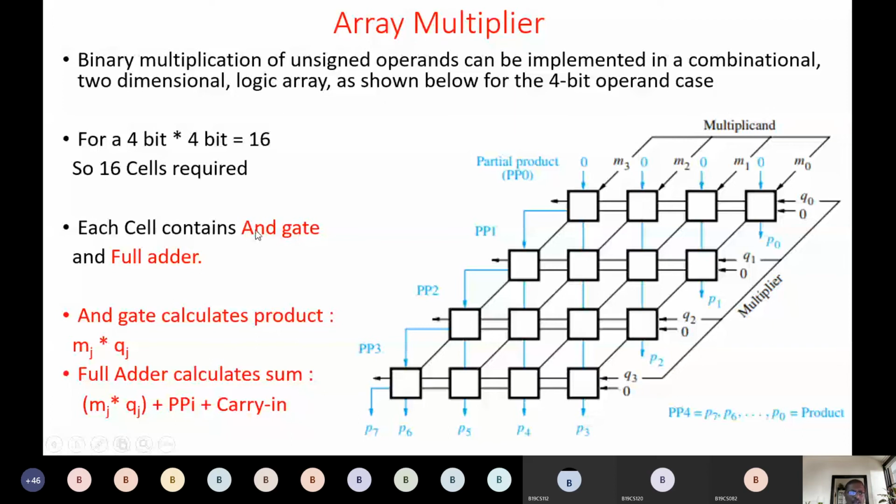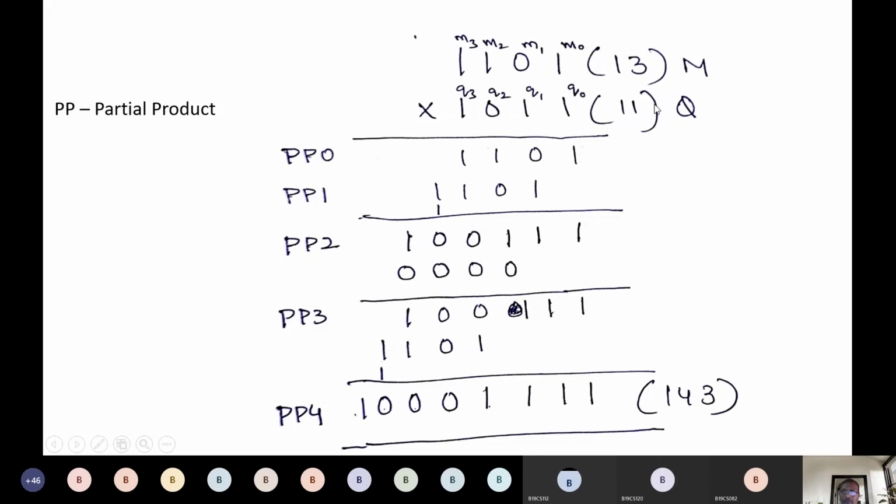Each cell, the square box, consists of an AND gate and also a full adder. A full adder we have already seen, and we have the AND gate. What is this M here? We already saw it in the previous one. M is the multiplicand, this one, 1101, these bits, and Q is the multiplier, 1011.